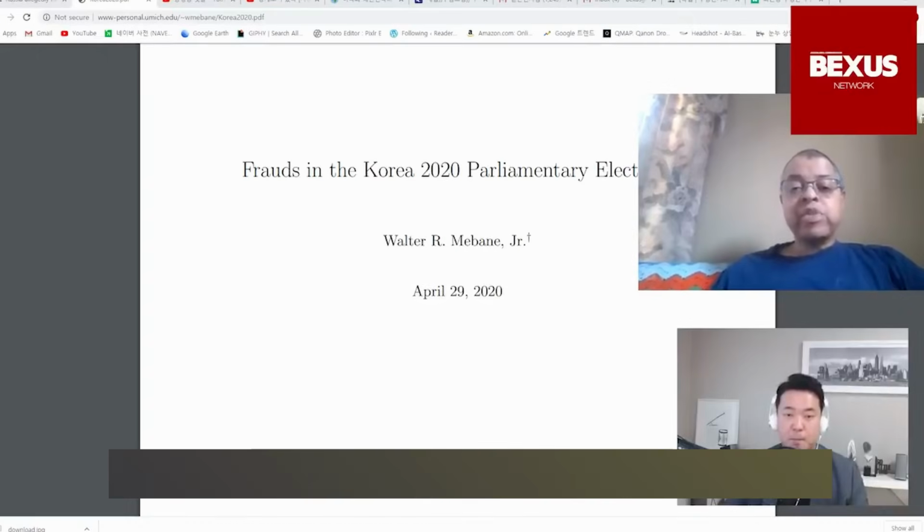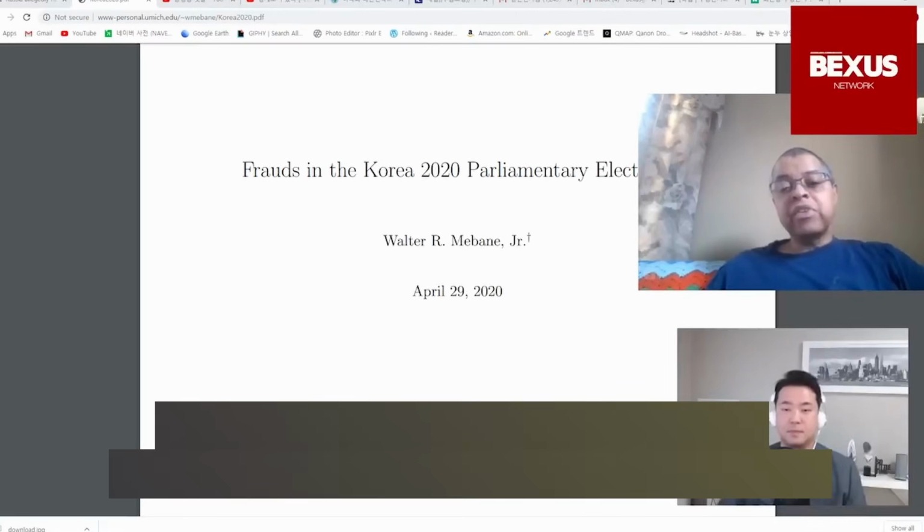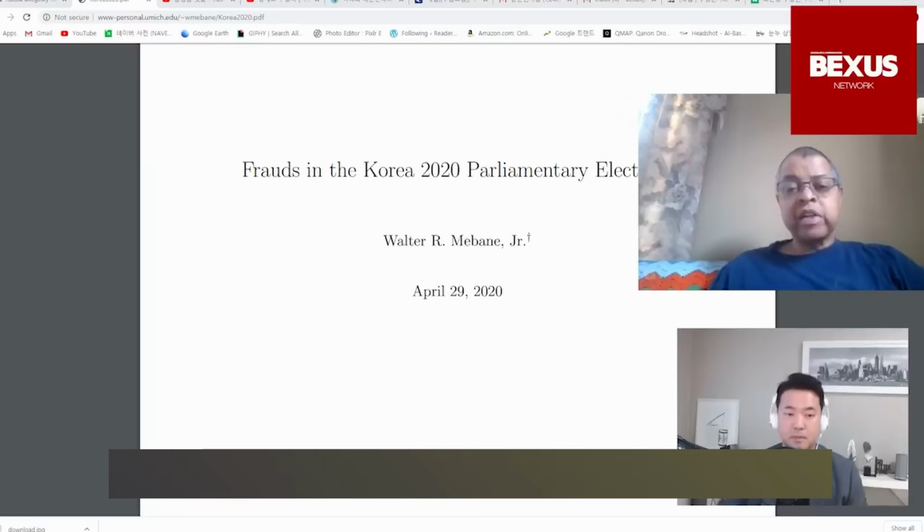Well, as the paper says in my affiliation, I'm professor of political science and statistics at the University of Michigan. I also have an appointment as research professor in the Center for Political Studies, also at Michigan, in the Institute for Social Research. And I guess I have some other affiliations, but those are the ones that can be important here.